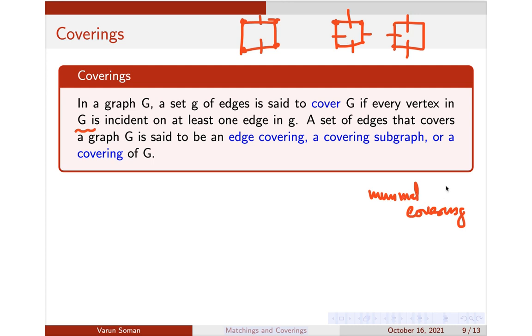Or minimal covering means if you delete one edge from the covering, it will not cover the graph. So a minimal covering is a covering in which deletion of an edge will remove the covering property. If you just delete one edge from that minimal covering, it will no longer cover the graph. Okay, it will no longer cover all the vertices. So such a covering is called a minimal covering. I hope these concepts are clear.